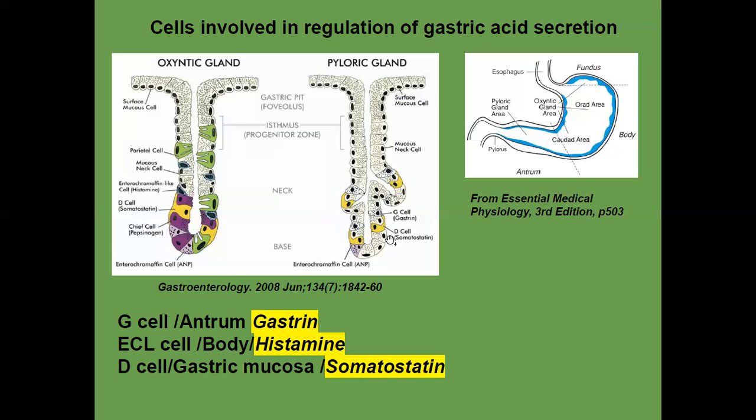Okay, now we need to think about it. Why are D cells found throughout the gastric mucosa? So it looks like the D cell and the secretion of somatostatin are very important to modulate gastric acid secretion. Is it right? Yes.